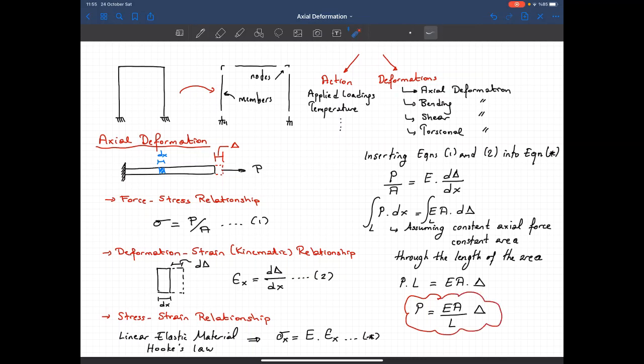So this equation relates the axial force on the member with the axial deformation. So that's the equation that describes the axial deformation of a single member. In other words, if I know the axial force on a member, then from this equation I can determine the axial deformation.